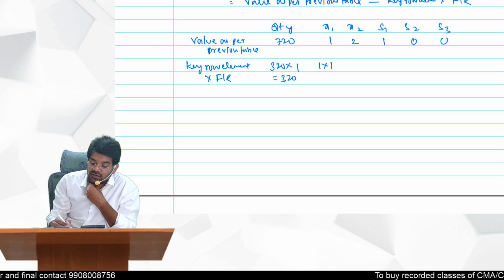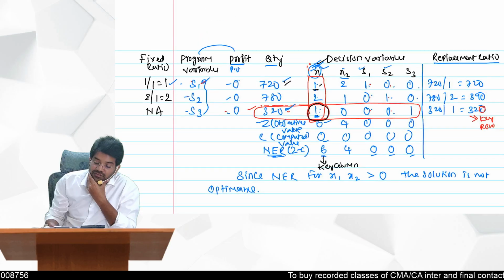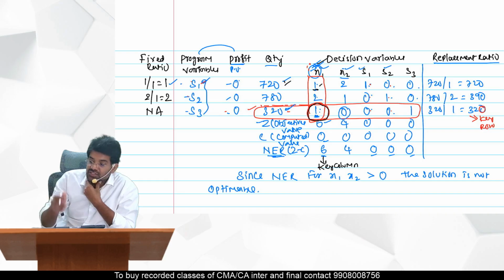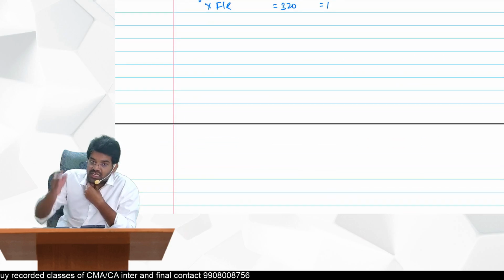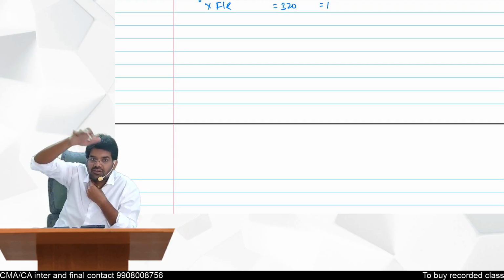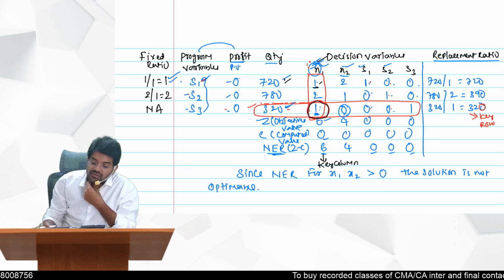This is 320 only, this is 1. Now for say x2, this is already I have taken as per previous table. Now what is the key row element of that x2? 0. 0 into what is the fixed ratio for this row? 1. So key row value into fixed ratio of that row, which is 1. So 0 into 1, 0. S1, you try now.